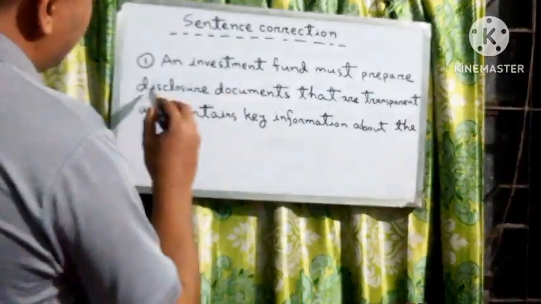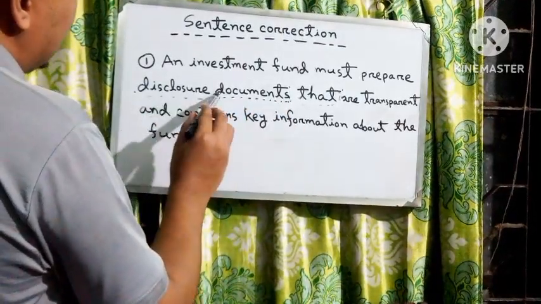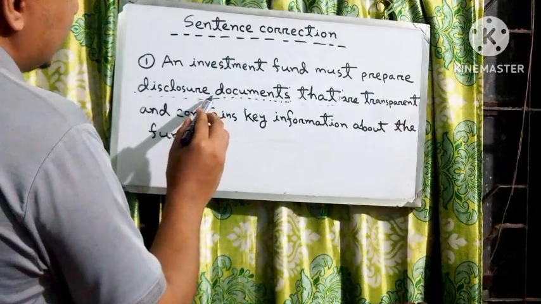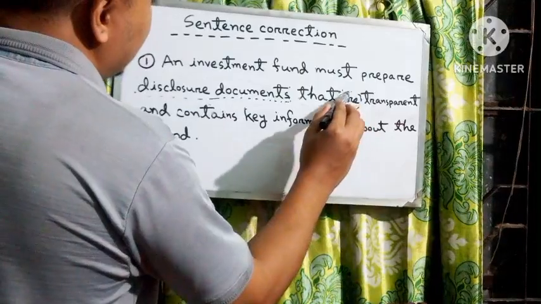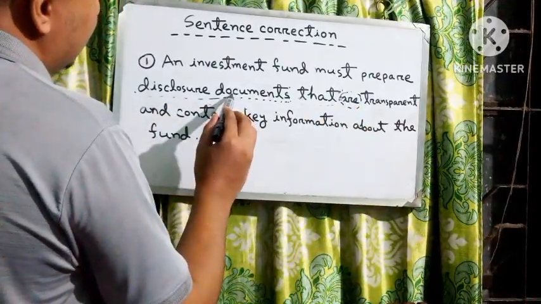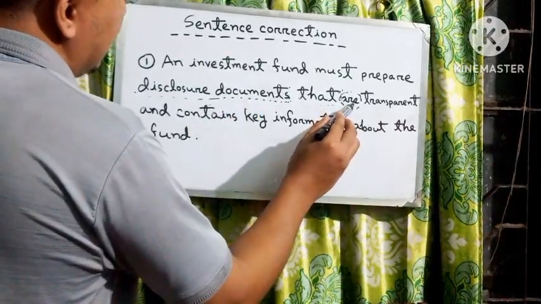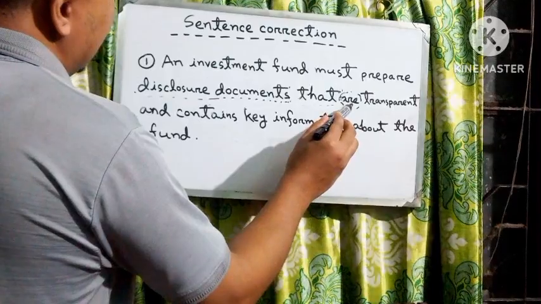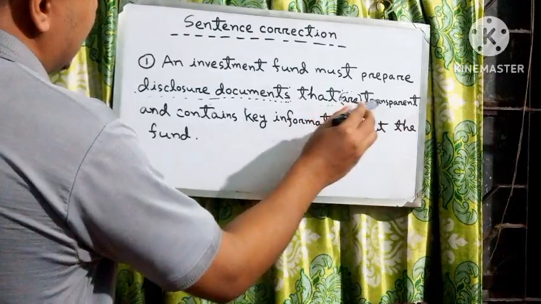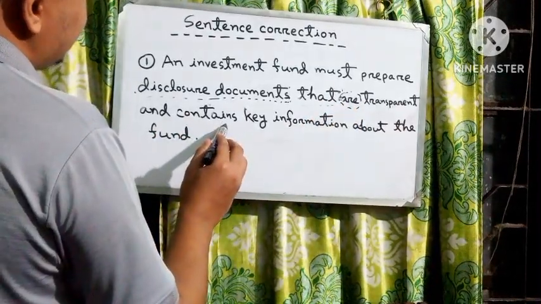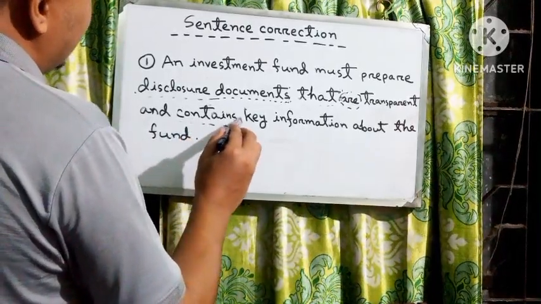This that refers to disclosure documents, which is a plural noun or plural subject. That is why here are is used as the subject. As the subject indicates plural, that is why the verb becomes plural. And see here, disclosure documents that are transparent and contains. So here this one is wrong.